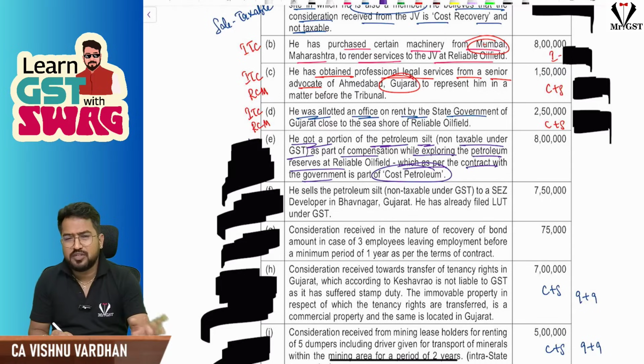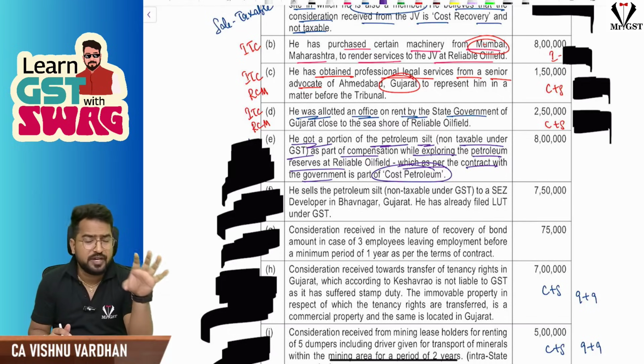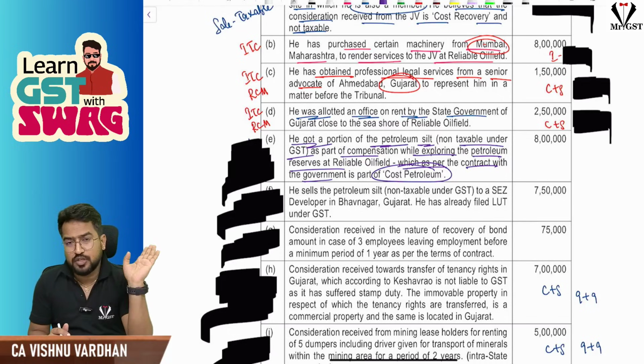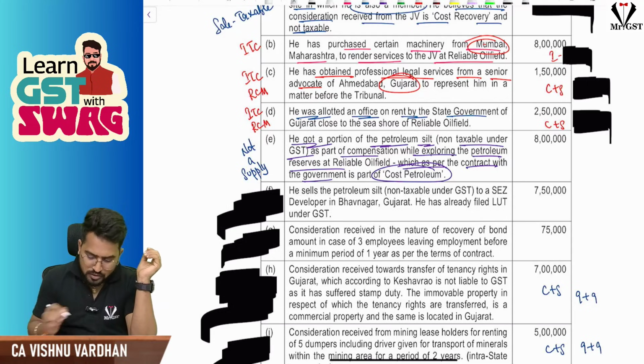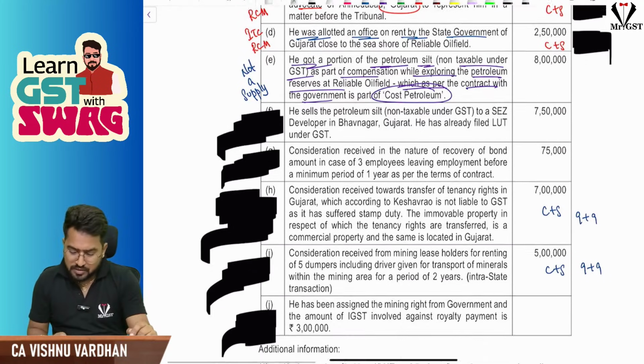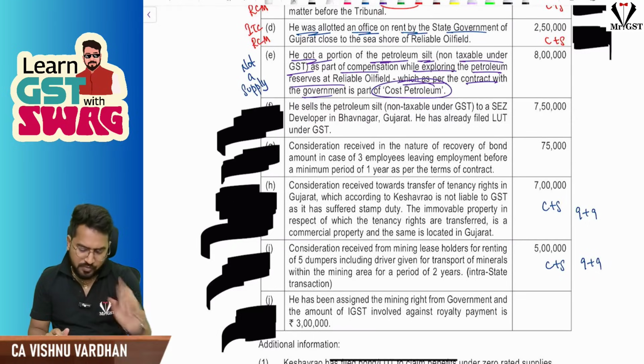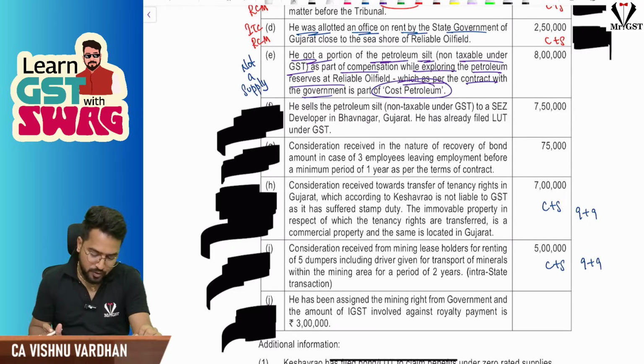Cost petroleum, as you know, is where you are investing and recovering your cost. You did not make any supply there, you have not provided any services to anyone. For that, this is not the consideration. This is purely that you have invested something and you have recovered your investment. There is no supply, no consideration. So this is not a supply at all. I hope you remember this clarification with respect to cost petroleum and profit petroleum.